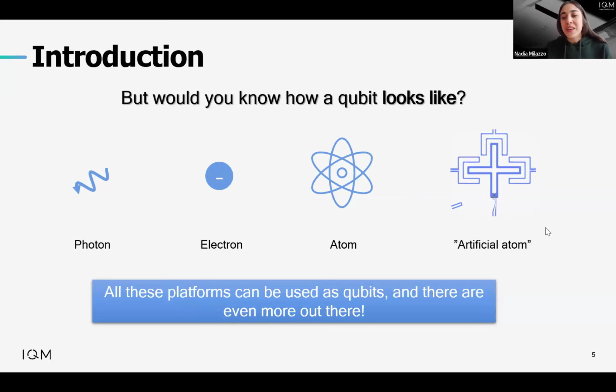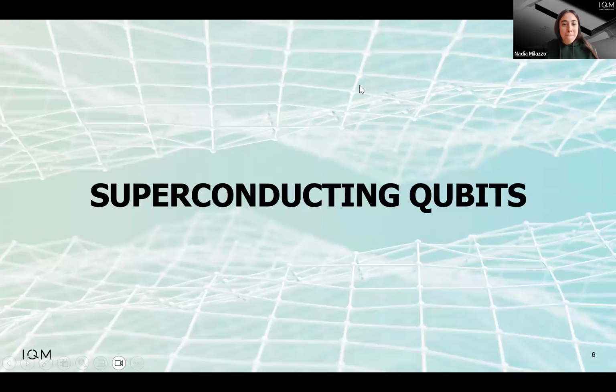But today, we will focus on one of these four types of qubits, and it will be the artificial atom, because this is the type of qubit that we are fabricating here at IQN. Great. So what are these artificial atom qubits called? Those are the superconducting qubits.